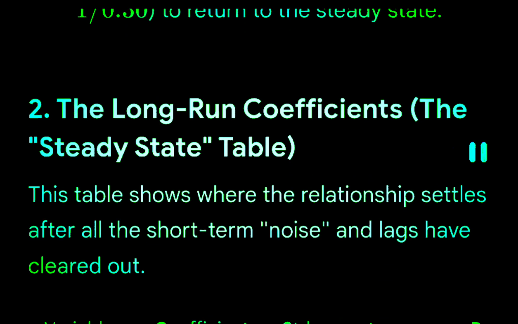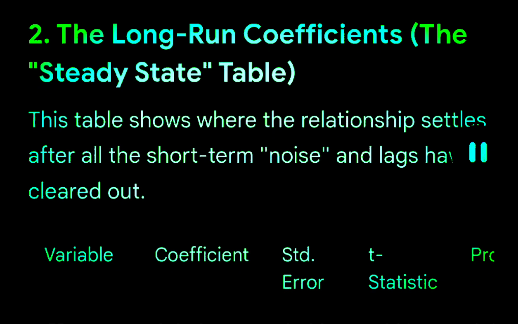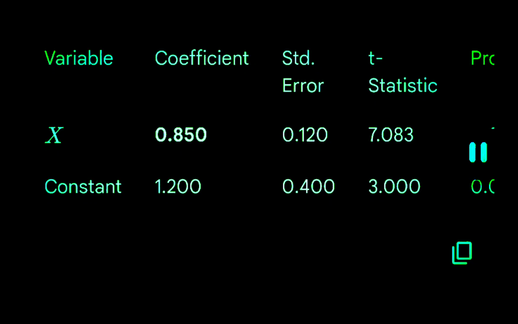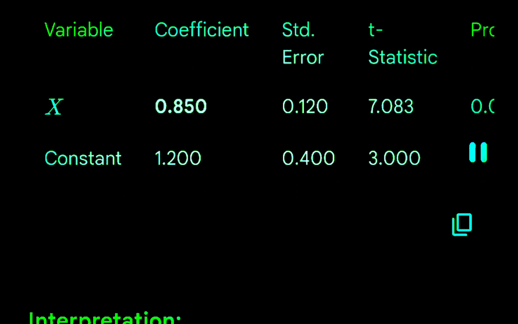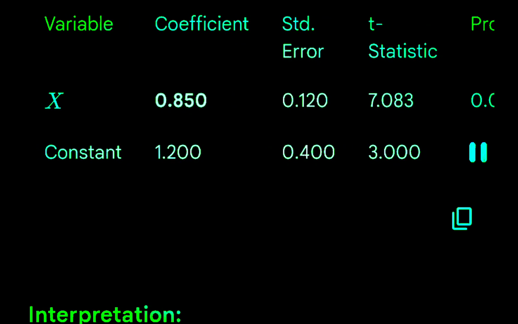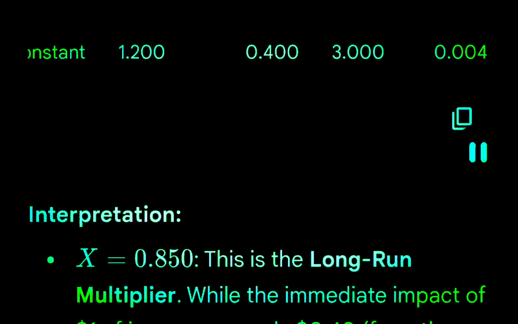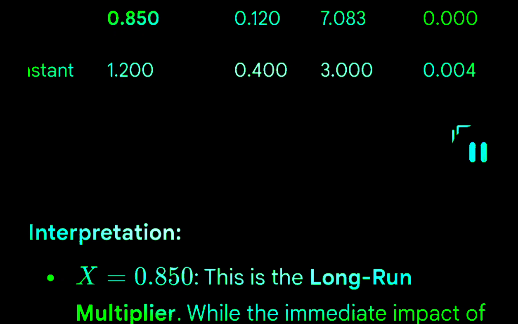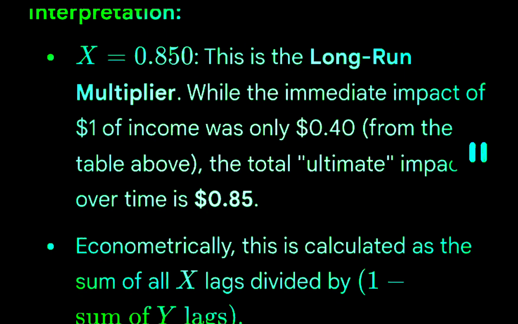2. The long-run coefficients, the steady state table. This table shows where the relationship settles after all the short-term noise and lags have cleared out. Variable, coefficient, standard error, t-statistic, prob. X: 0.850, 0.120, 7.083, 0.000. Constant: 1.200, 0.400, 3.000, 0.004. Interpretation: X equals 0.850.